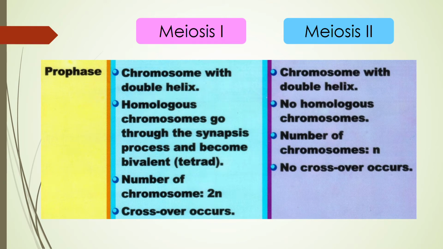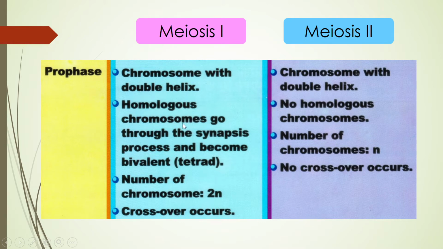Okay, let's continue to look at the differences between meiosis 1 and meiosis 2. In prophase 1 and prophase 2, chromosomes with double helix, chromosomes with double helix. All these are the same.